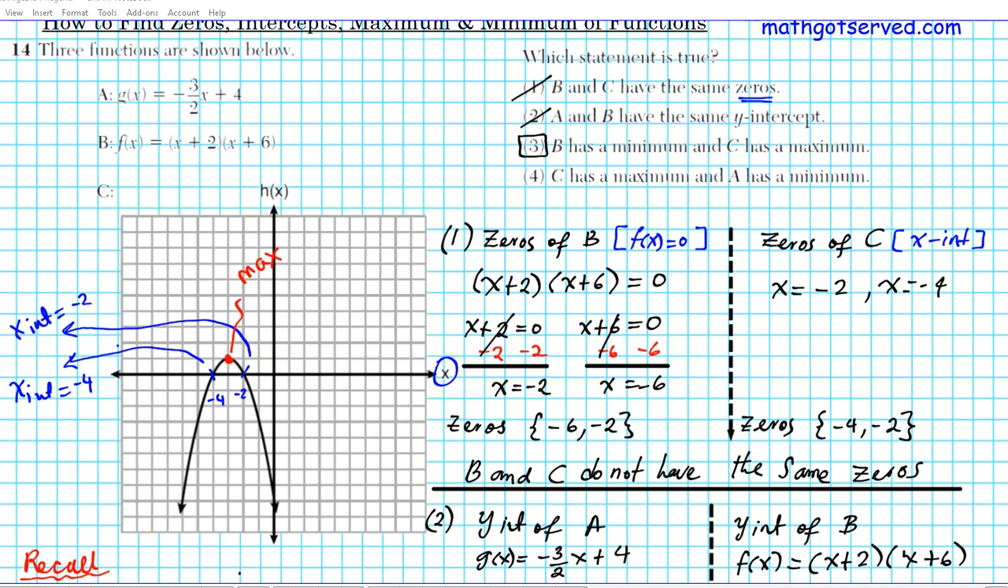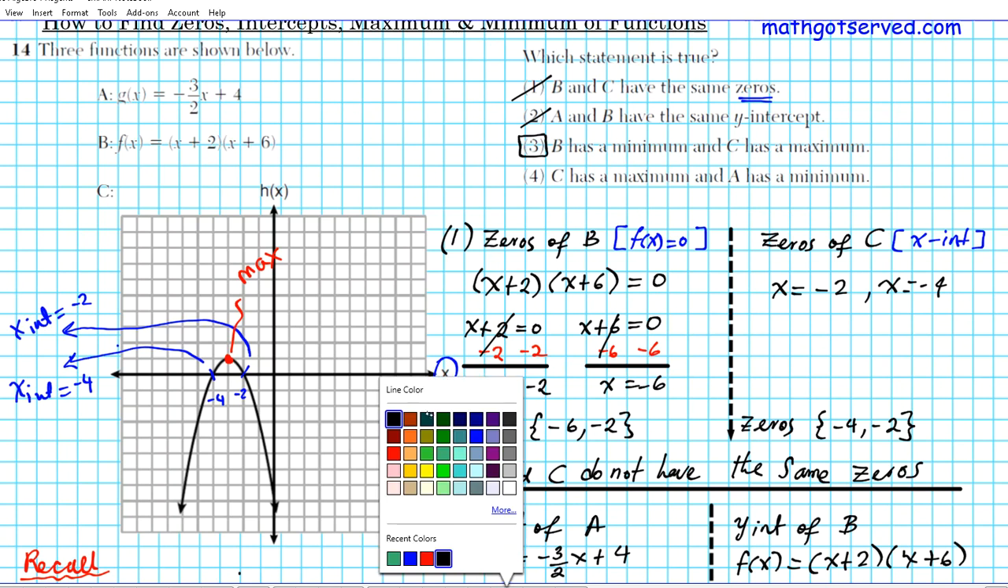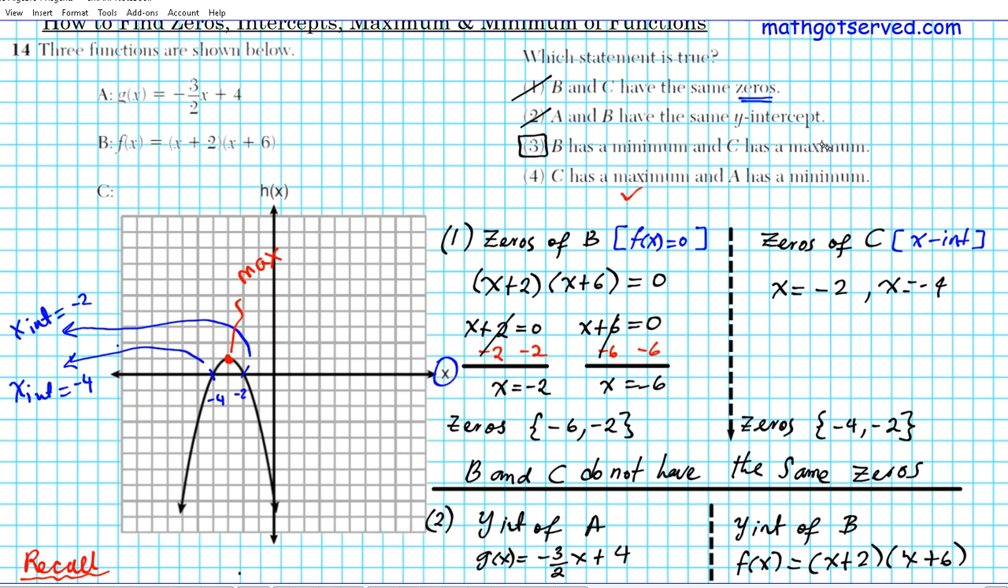Alright, so let's take a look at option 4. We already know what the answer is, but it's very interesting here. Option 4, the first one says C has a maximum. We know that this is true because it's the same statement in 3. C opens down, so it has a maximum. But option A is kind of interesting. Option A is a linear function.